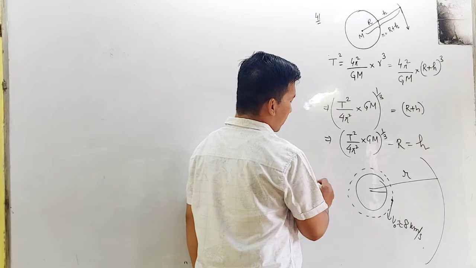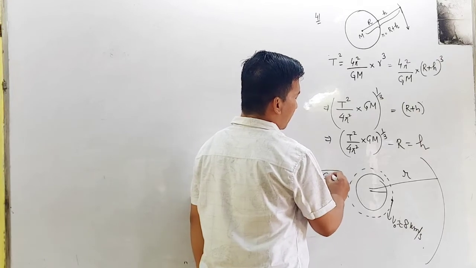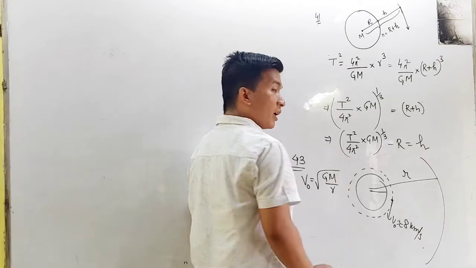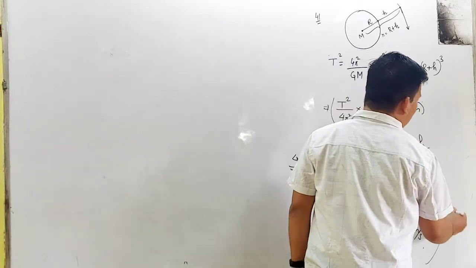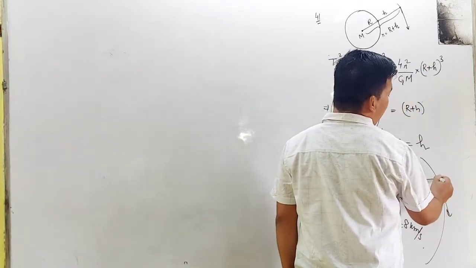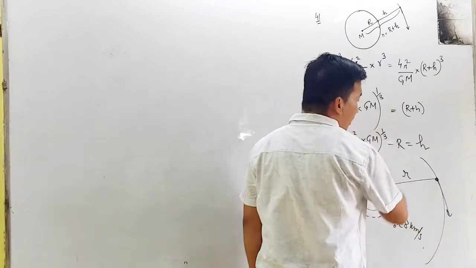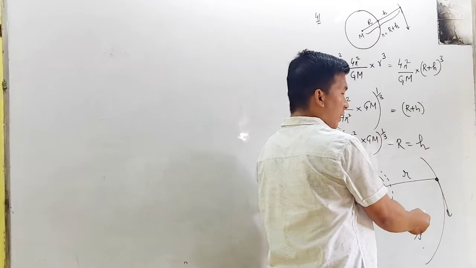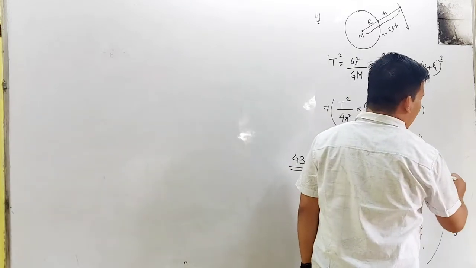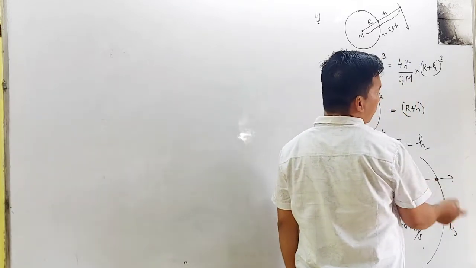Very simple, orbital velocity is equal to root over capital G M divided by small r. What is the basic difference between orbital velocity and escape velocity? The object or the satellite will be revolving in this particular orbit. That will be orbital velocity.